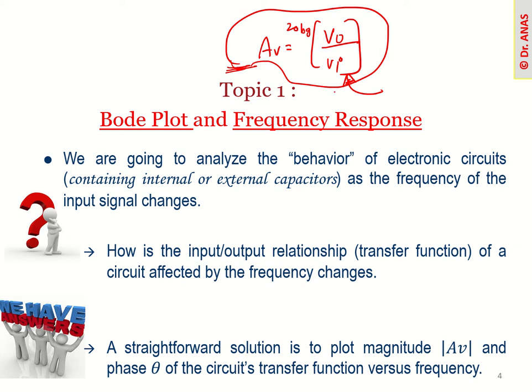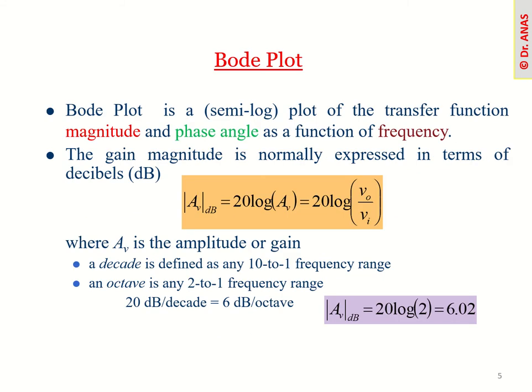So the logarithmic plot basically provides us a better insight into the input output relationship or the transfer function of the system. So the output over input is also called the gain of the system. This is also called the transfer function of the system. Okay, and for example, if the value of the voltage ratio output over input is 2, so 20 log of 2 will be 6.02.